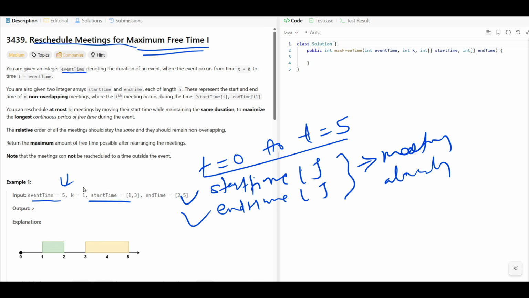These two arrays, start time and end time, are the meetings already scheduled during the day. And k is the maximum number of meetings you can shift to start earlier, while keeping the meetings in the same order. The meeting order remains the same, but you can shift the start earlier. Understand?